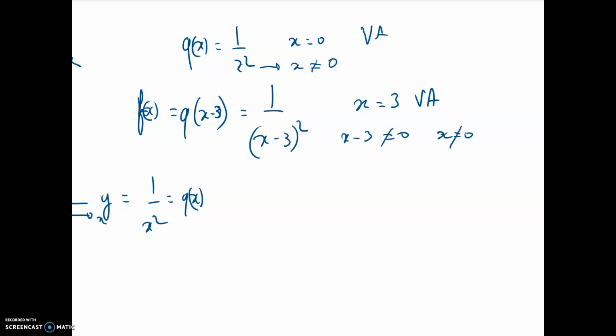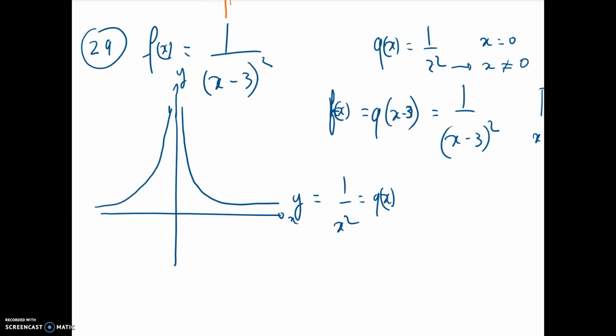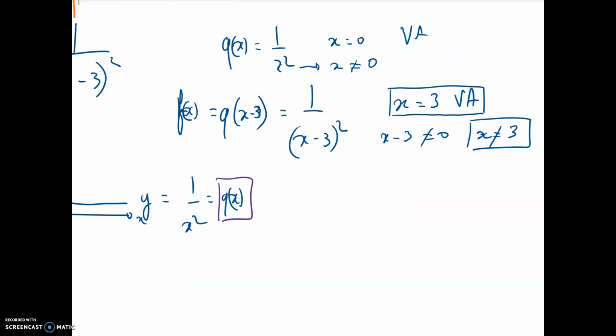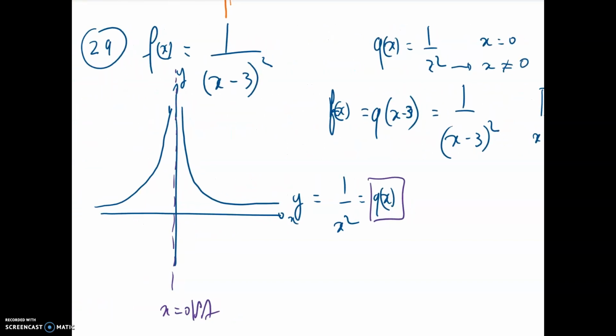So x cannot be equal to 3. And if x cannot be equal to 3, that means x equals 3 is a vertical asymptote. So if I had to represent on my graph just g of x, that would be x equals 0, the vertical asymptote for the function g of x. And if I want to graph my function f of x, I will first of all go to x equals 3: 1, 2, 3. That would be x equals 3, the vertical asymptote for the function f of x.